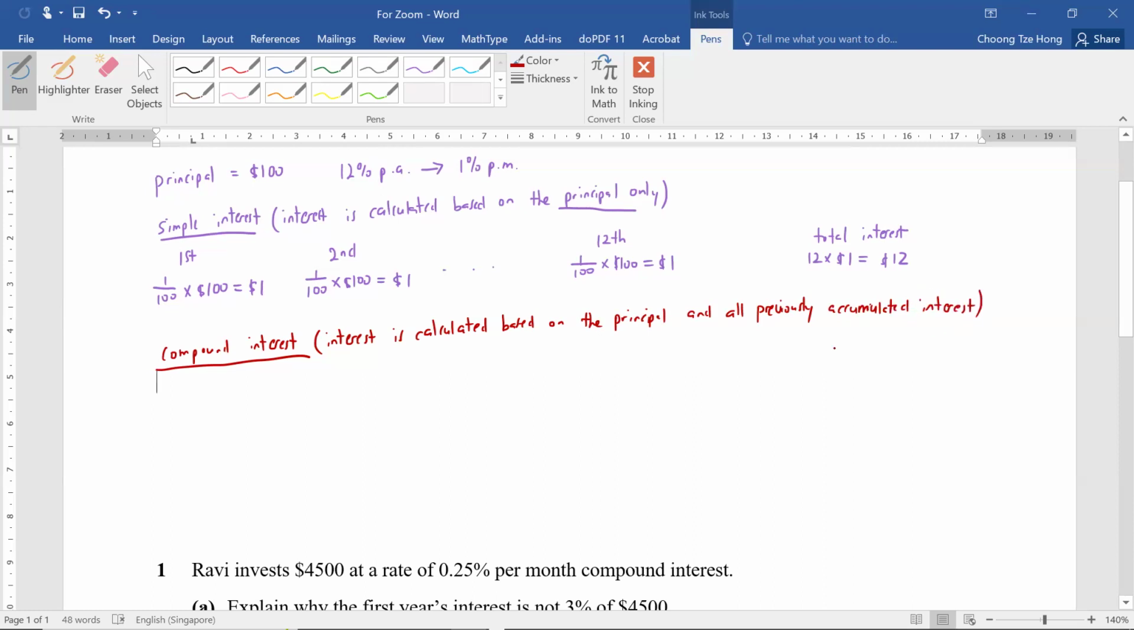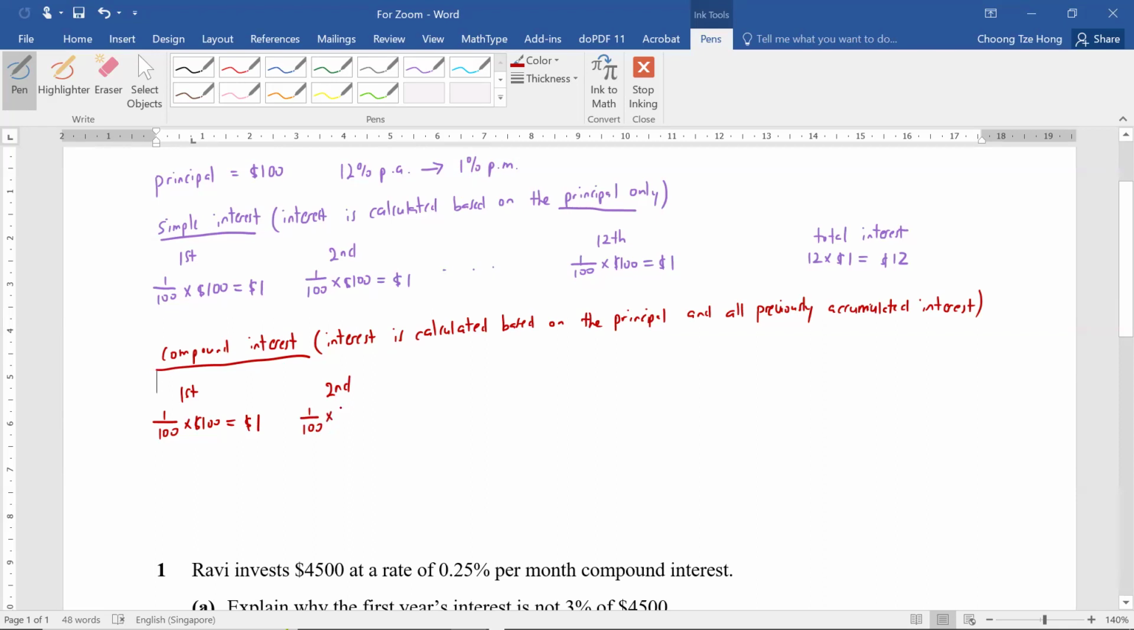Let's do some simple calculation to find out how this will be like. For the first month, the interest will be the same. It will just be 1% of $100, which will give an interest of $1. This is because in the first month, there's no previously accumulated interest. So the difference will kick in the second month. For the second month, it will still be 1%. The interest rate doesn't change.